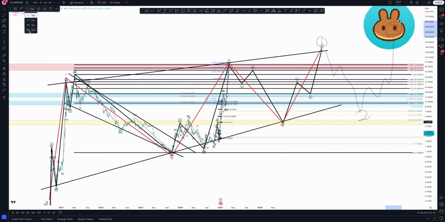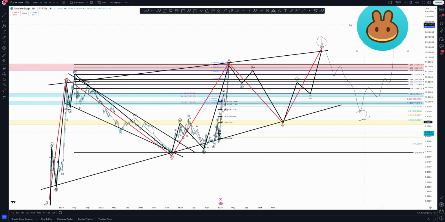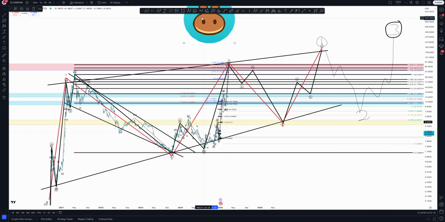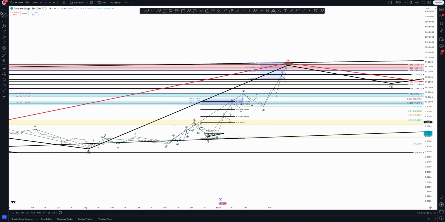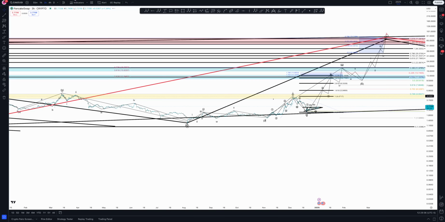Okay? This is exactly what it would look like. Okay? Now, it looks like we're still within our macro first wave, right? This is our macro first wave. And within this leading diagonal, we haven't even completed the third wave to the upside yet. We're still within this third wave right here. Okay? And like I said in my previous video, we were going to break out of that ascending triangle on the small time frame.